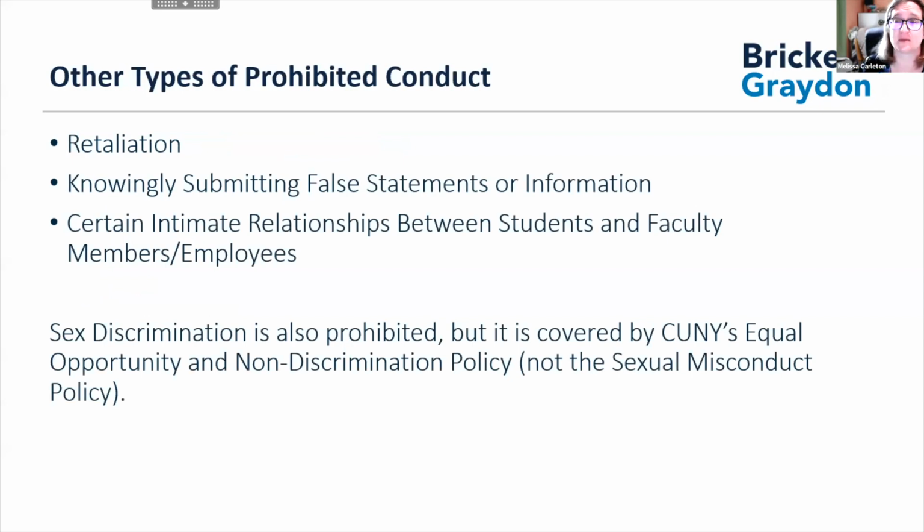We also have other types of prohibited conduct on their policy. That includes retaliation, knowingly submitted false statements or information, and then certain intimate relationships between students and faculty members or employees. You will want to read each of these things, particularly the third one, just so you know what the standards are on your campus.